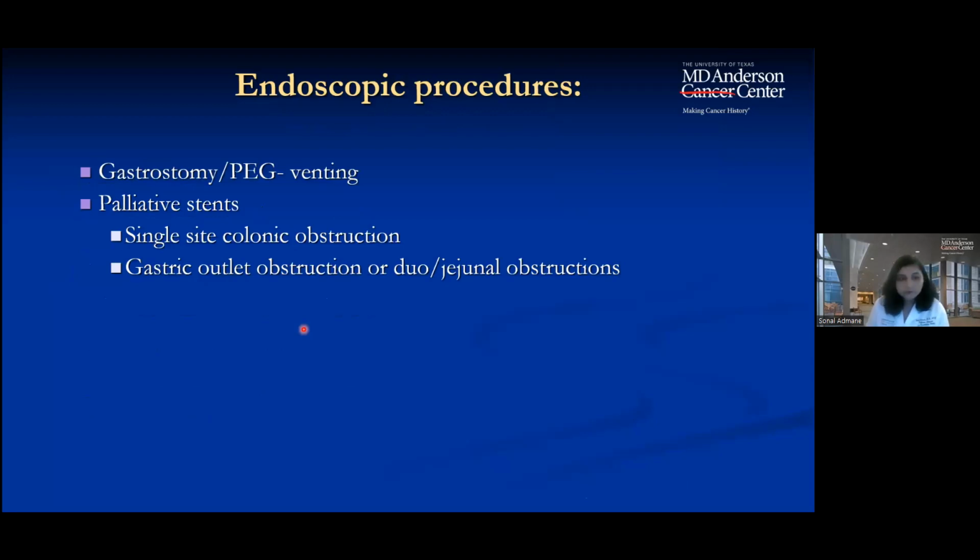So usually the approaches that are used in malignant bowel obstruction include gastrostomy or venting tubes, and these provide relief in patients where the role of the tube is just to vent and relieve the site of obstruction. Palliative stenting, both duodenal stenting or colonic stenting, is used in patients and can provide relief. It does come with its own complications, but does give temporary relief to the patients.